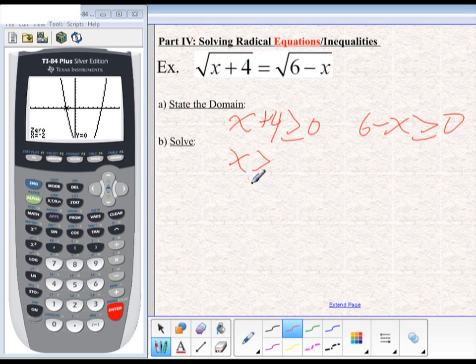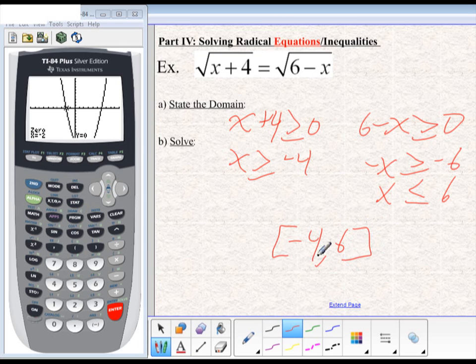So I'm going to just solve each of those separately. So that's x bigger than or equal to -4. And this one, I have negative x bigger than or equal to -6. And if we divide, remember the inequality flips. So less than or equal to +6. So my domain is all the numbers between -4 and 6, including -4 and 6. Okay, so that's our domain. Keep that in mind because that's going to be important in just a minute.